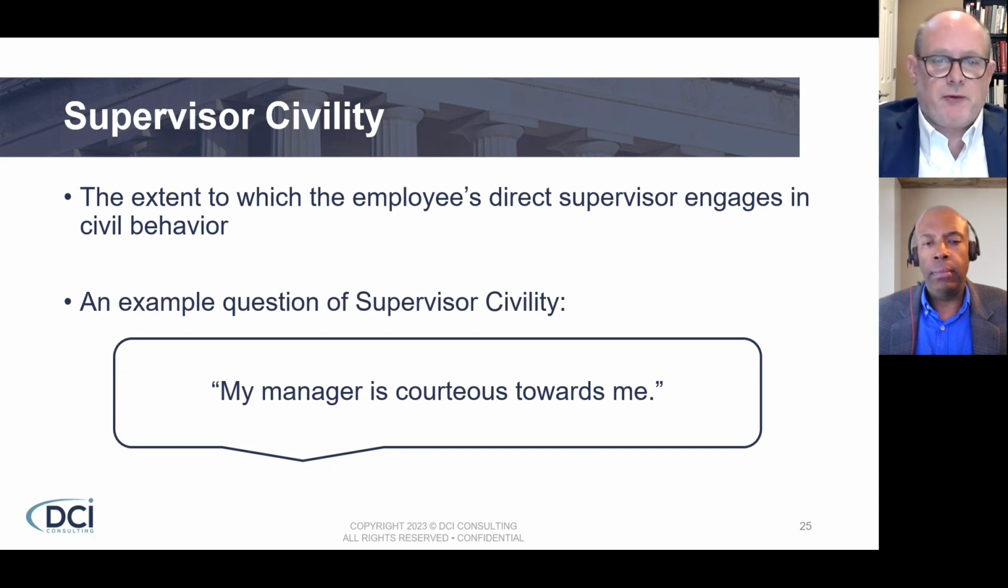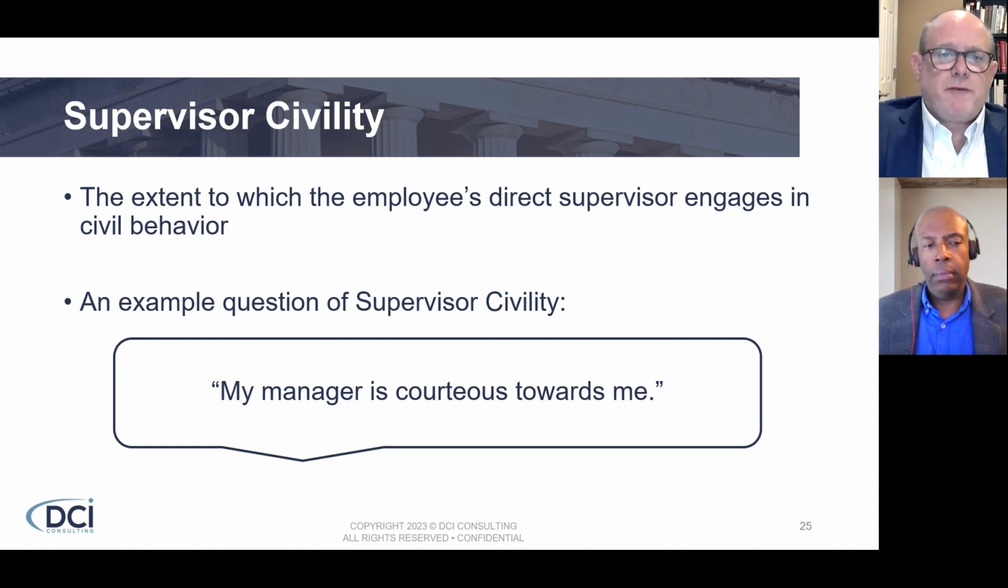An example of supervisor civility is, "My manager is courteous towards me." Notice that the question says my manager, or other ones say my supervisor. When we looked at how these items fell out, one of the factors had all the terms like my manager or my supervisor. Of course, that's supervisor civility.